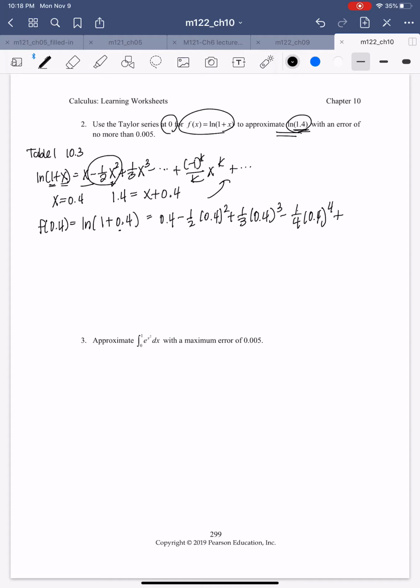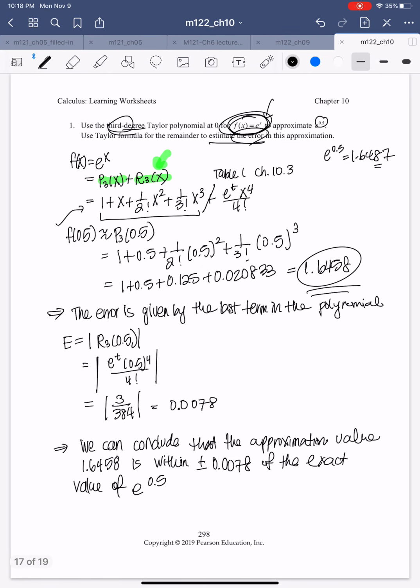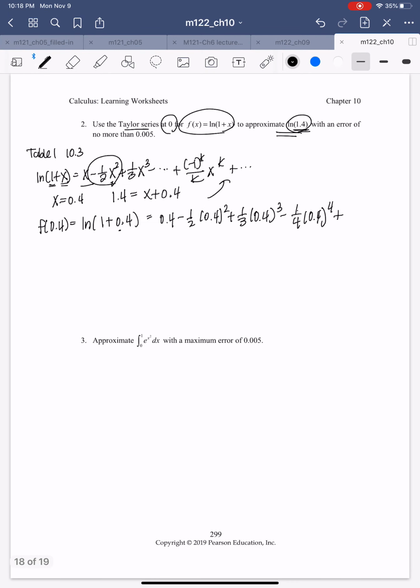And then I'm just going to keep going. I don't know how many terms. Notice that it's not giving you the degrees, so I don't know. So I just keep going to grab more and more decimal places and check and see if that's no more than 0.005. So let's just go one more, 1 over 5. I don't know how many degrees it takes for the Taylor polynomial so that the error bound is within 0.005. So I just decided to go 5 terms. Might work, might not work.